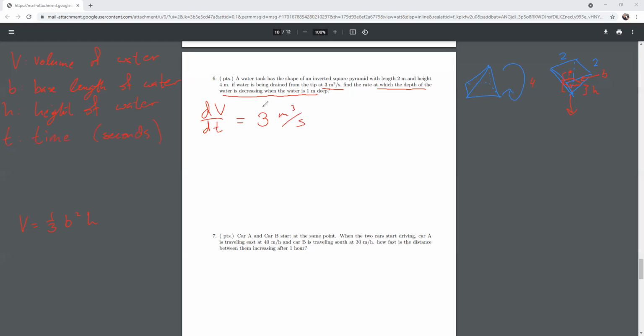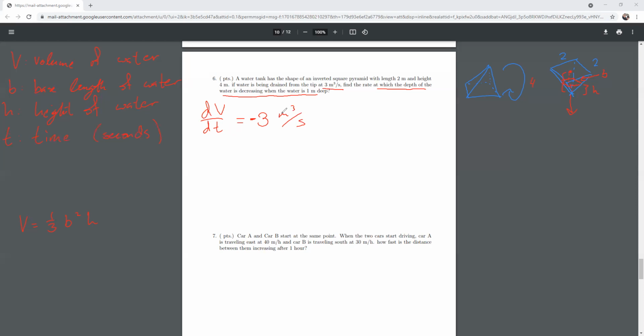So you do want to be careful. Technically, there would be a minus here because the volume is decreasing. The volume gets smaller. So actually, I'm going to put a minus right there just so we know that it's decreasing. You can ignore it, but you do want to be careful with that. But regardless, I'll just stick with this convention.